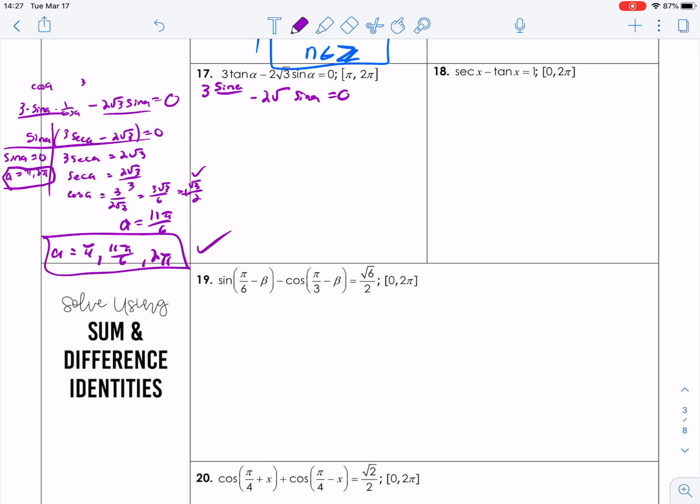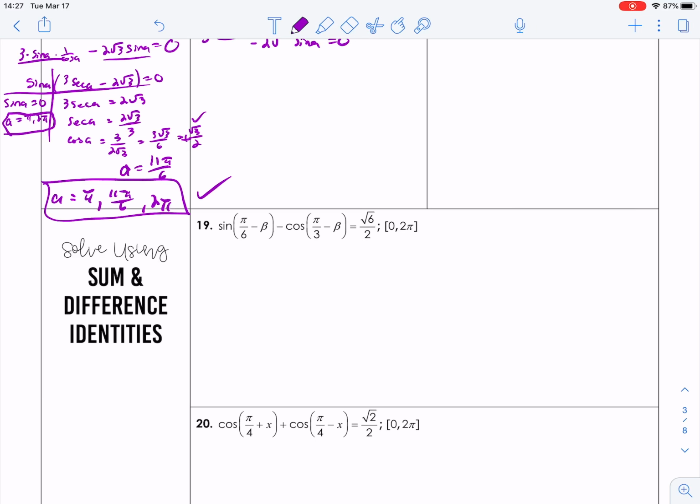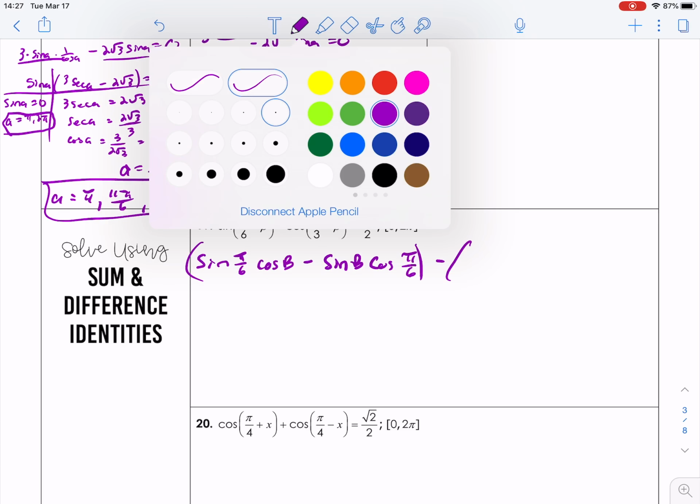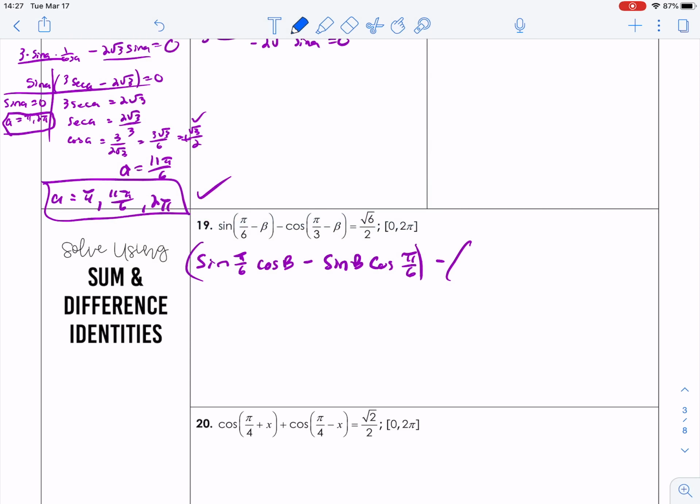Since it's saying solving using sum and difference identities, I assume we have to expand it. So we get sine of pi over 6 cosine of beta minus sine of beta cosine of pi over 6, all that minus, now we're going to do the cosine side. Let's do blue. That's going to be cosine of pi over 3 cosine of beta plus sine of pi over 3 sine of beta, all equaling square root of 6 over 2.